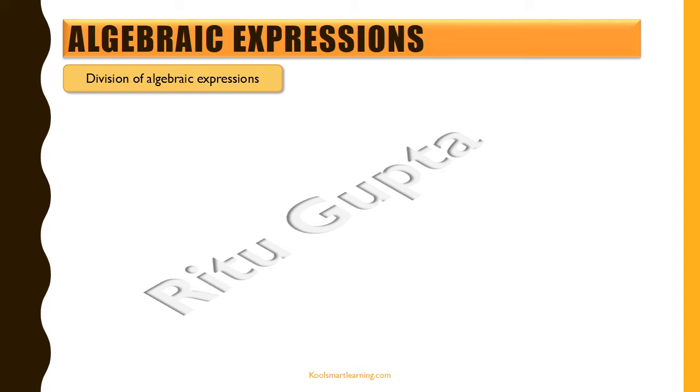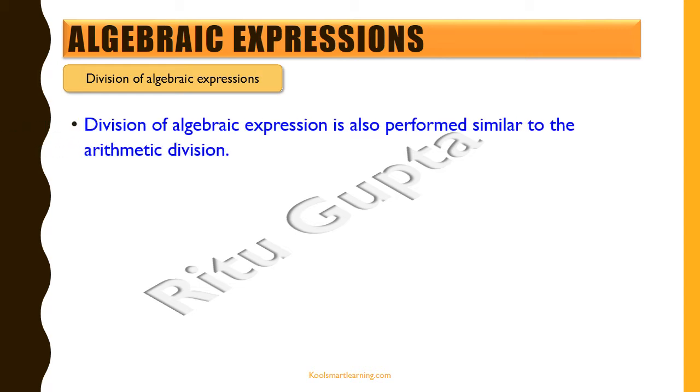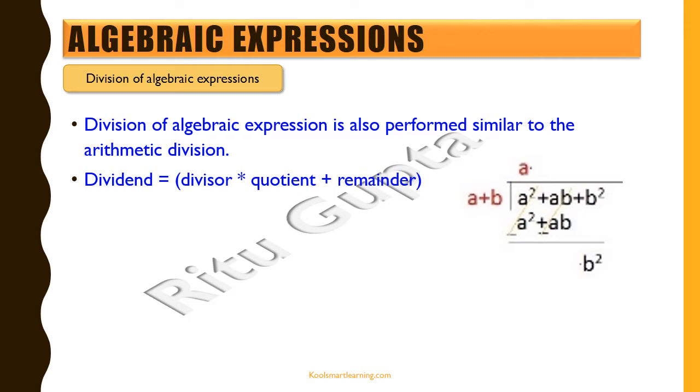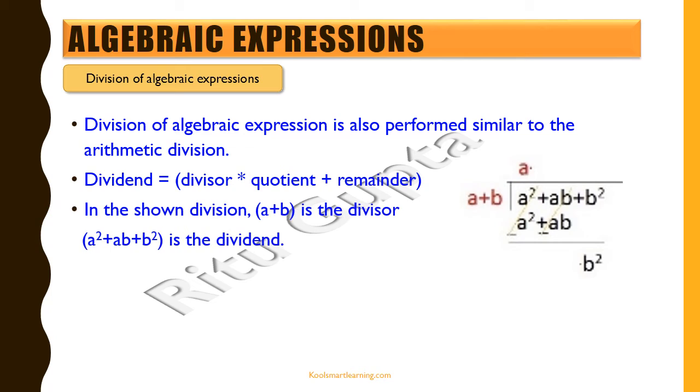Now let's move over to division of algebraic expressions. Division of algebraic expressions is again performed similar to the arithmetic operation. Let's take an example where we are dividing a square plus ab plus b square by a plus b. Again, the concept that dividend is equal to divisor multiplied by quotient plus remainder remains the same both for arithmetic division and for algebraic division.